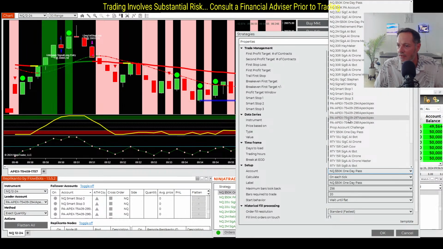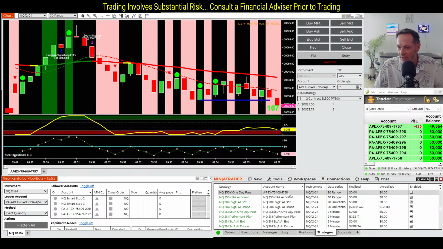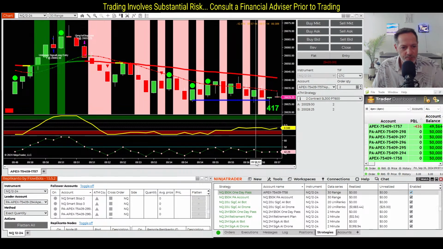So in this case, we'll change it to a prop account here, and if the trade setup for a signal A entry comes true, that one will take a trade. And again, it's running 10 contracts.